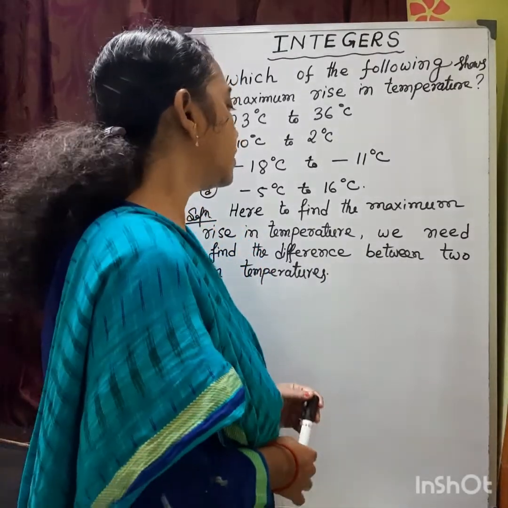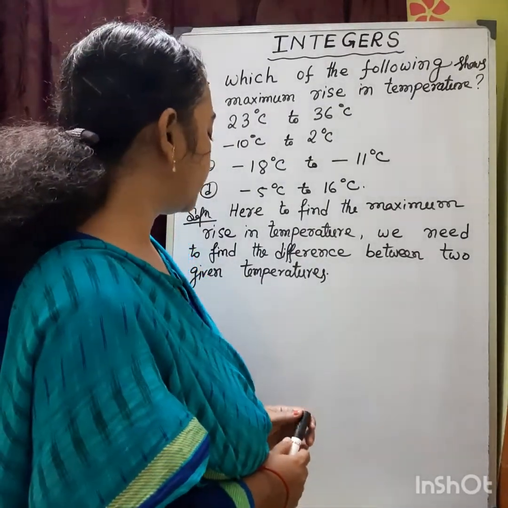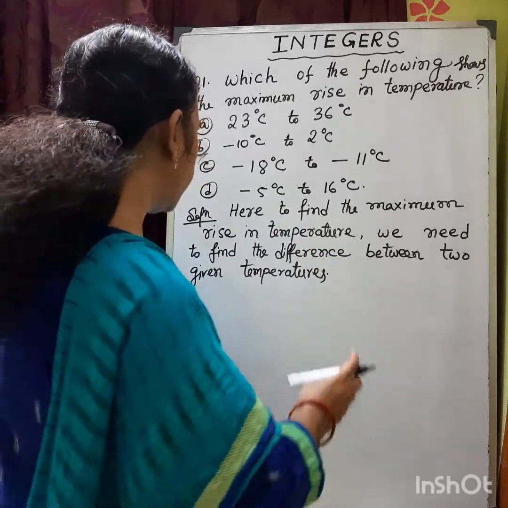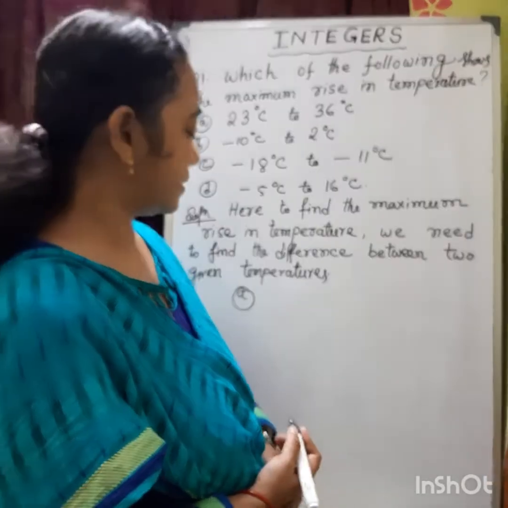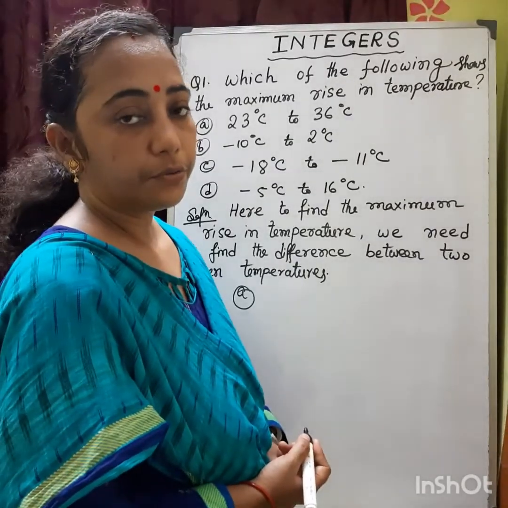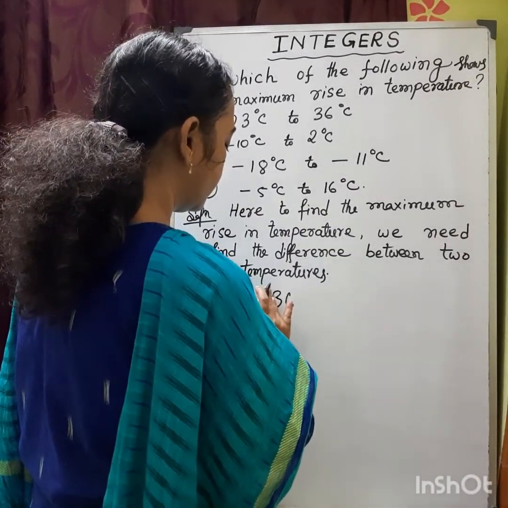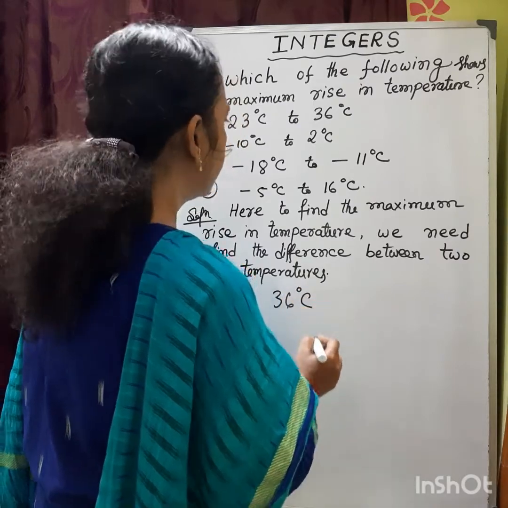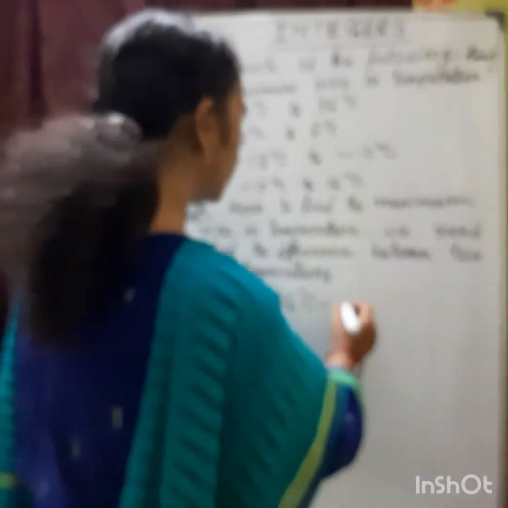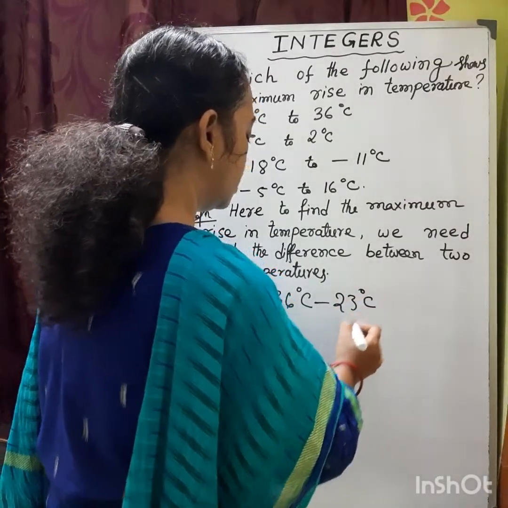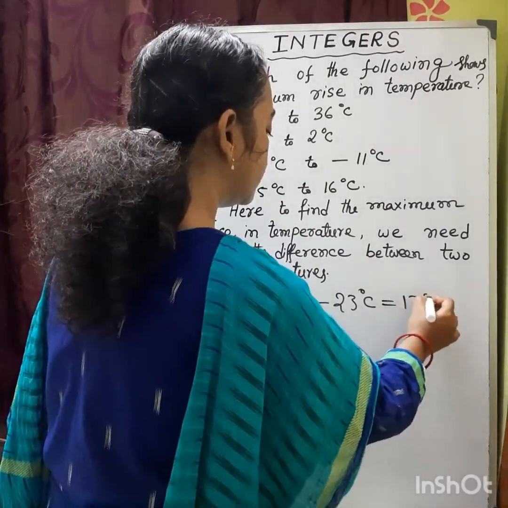So for that, to find the maximum rising temperature, we need to find the difference between the two given temperatures. For example, if we consider the first option, that is from 23 degrees Celsius to 36 degrees Celsius, to find the difference between them, first we will write the greater number, that is 36 degrees Celsius, then we subtract the smaller number from the greater number, that is 23 degrees Celsius. So if we find the difference between these two numbers, we will get 13 degrees Celsius.